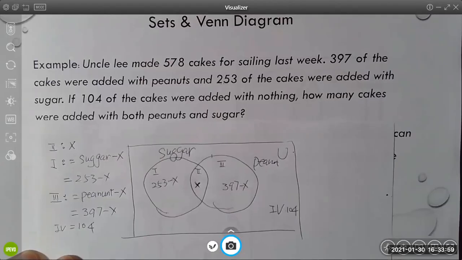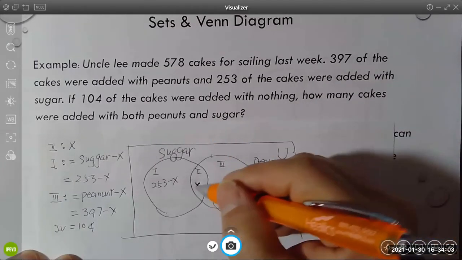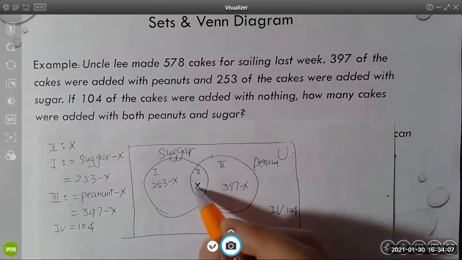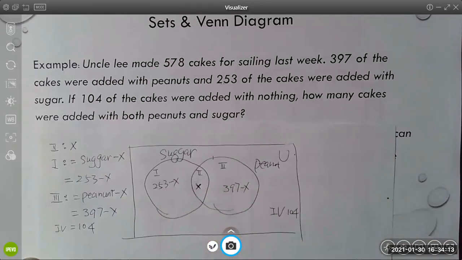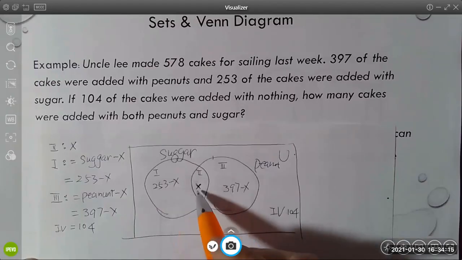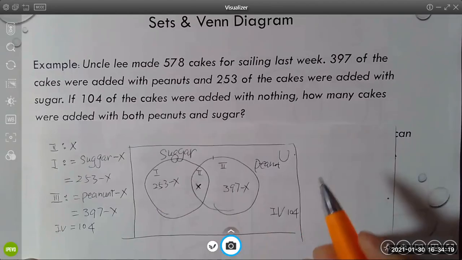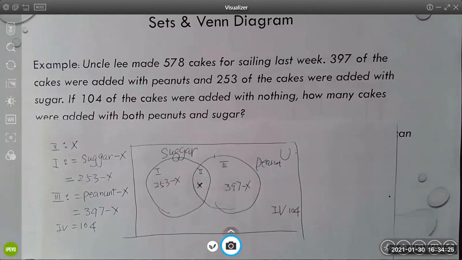Now, before we can answer any question, we have to know X, right? Imagine if we solve it, we know X, put X in here, and calculate these two regions. After that, we have a number for each distinct region. At that time, we can answer any questions. So currently, the most important part is to solve for X. How do we solve for X?